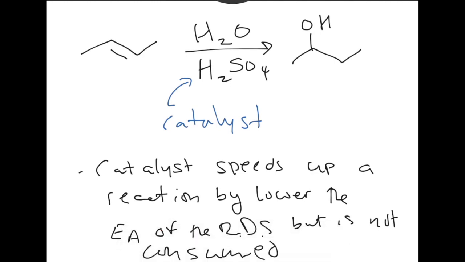So a catalyst speeds up the rate of a reaction by lowering the activation energy of the rate determining step, but it itself is not consumed. You could technically get the sulfuric acid back out of this reaction at the end. So the sulfuric acid isn't really changed.